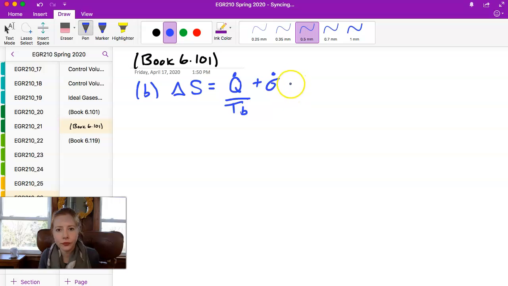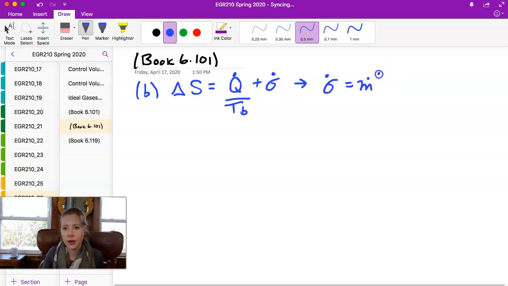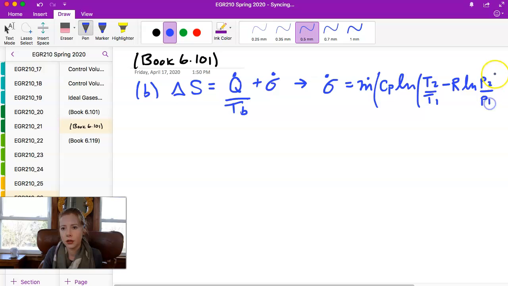And so if we wanted to solve for the entropy production rate, that is going to be equal to, well, the delta S can be written as M dot times Cp times the natural log of T2 over T1, minus R times the natural log of P2 over P1, minus Q dot over TB.